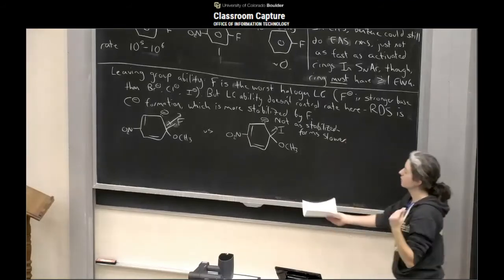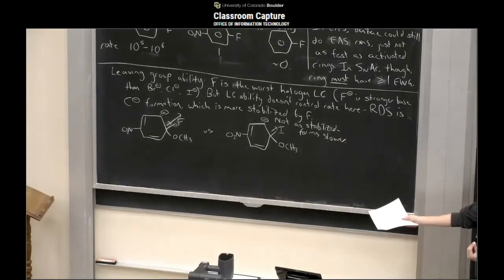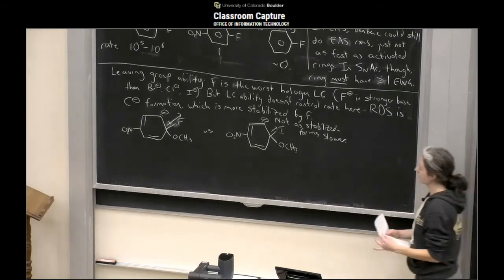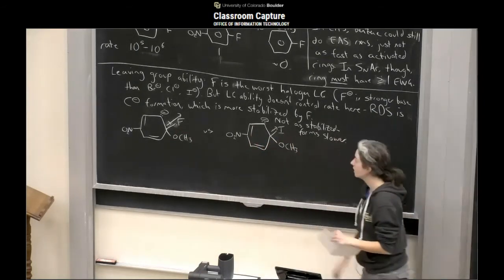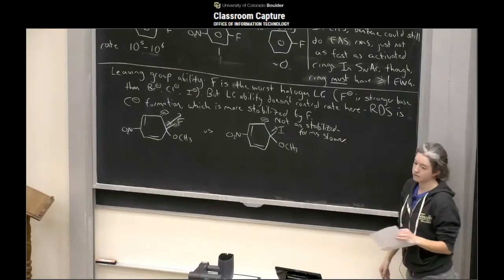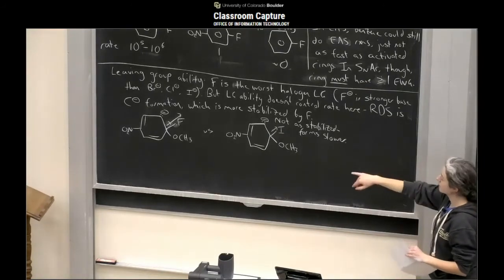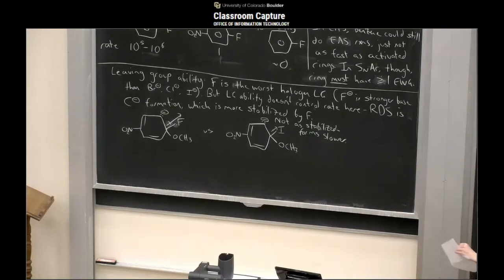So yes, even though the last step of the mechanism for these two things is going to be harder for fluorine, because booting this guy out on its own is harder than booting out the iodine, it doesn't matter, because the only thing that controls the rate in this reaction is how good the carbanion is in the meantime. Okay, so questions about that?